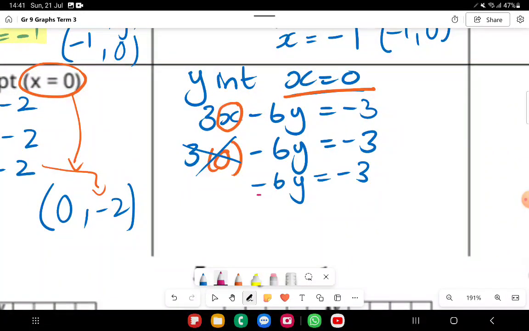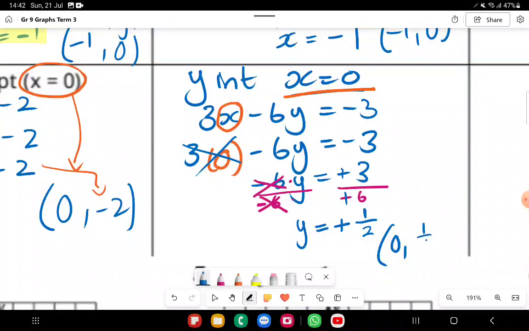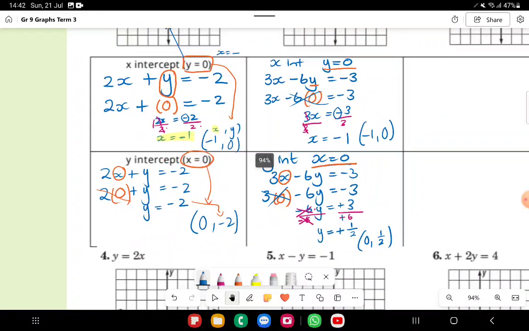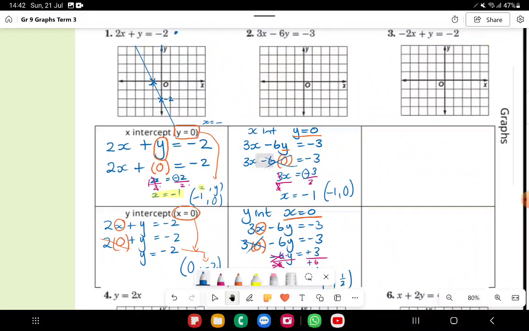Now I want to get rid of this -6. There's a multiplication there. So -6 divided by -6 gives me 1. What I do to this side, I must do to this side, so divide by -6. So these cancel out, and I have 1y, which is what I want, and it equals, so minus and minus become a plus, and 3 divided by 6 is 1/2. So my coordinates here are 0 and 1/2. Positive 1/2. Now we're going to graph it.